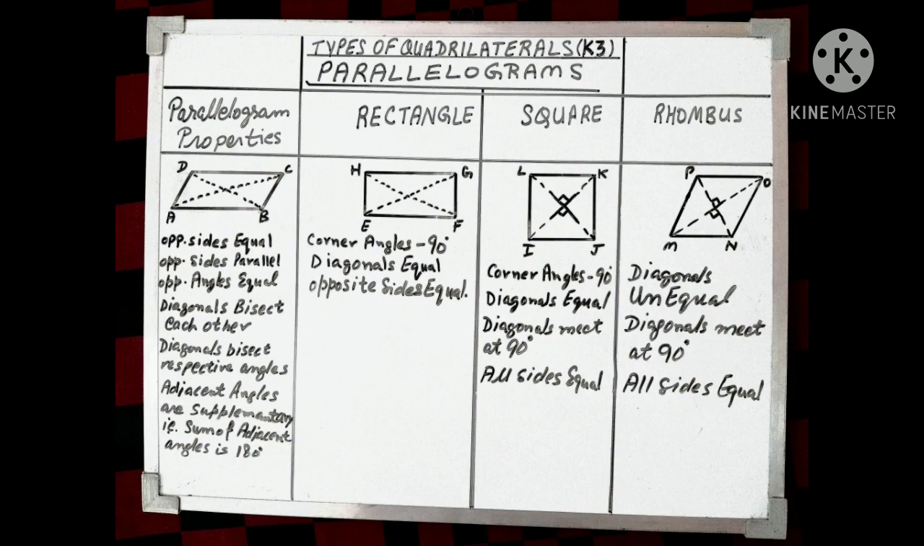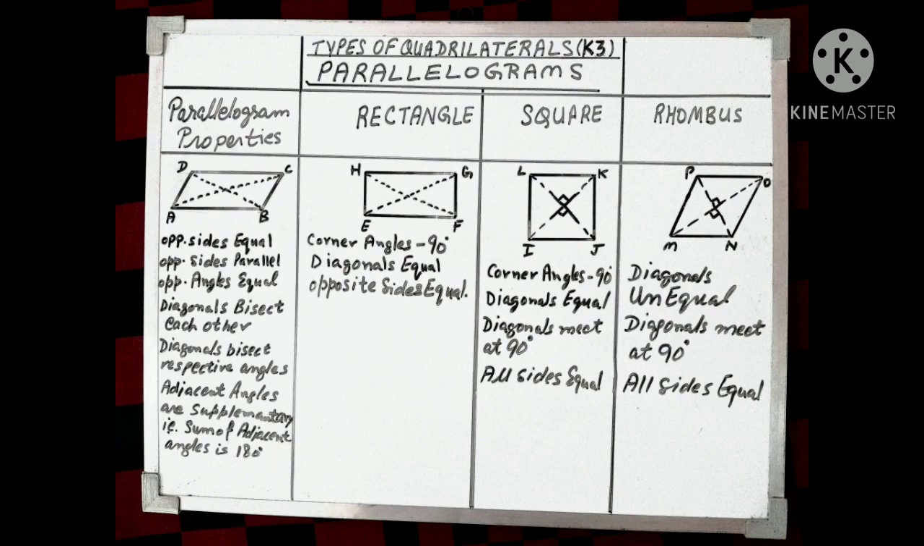Now, how to distinguish between a rectangle, a square, a rhombus? All are parallelograms, no doubt. But each of them has some specific property which will distinguish it from the other two. Let us take the first one, rectangle. We have the rectangle EFGH. So all the properties of the parallelogram will be here also.